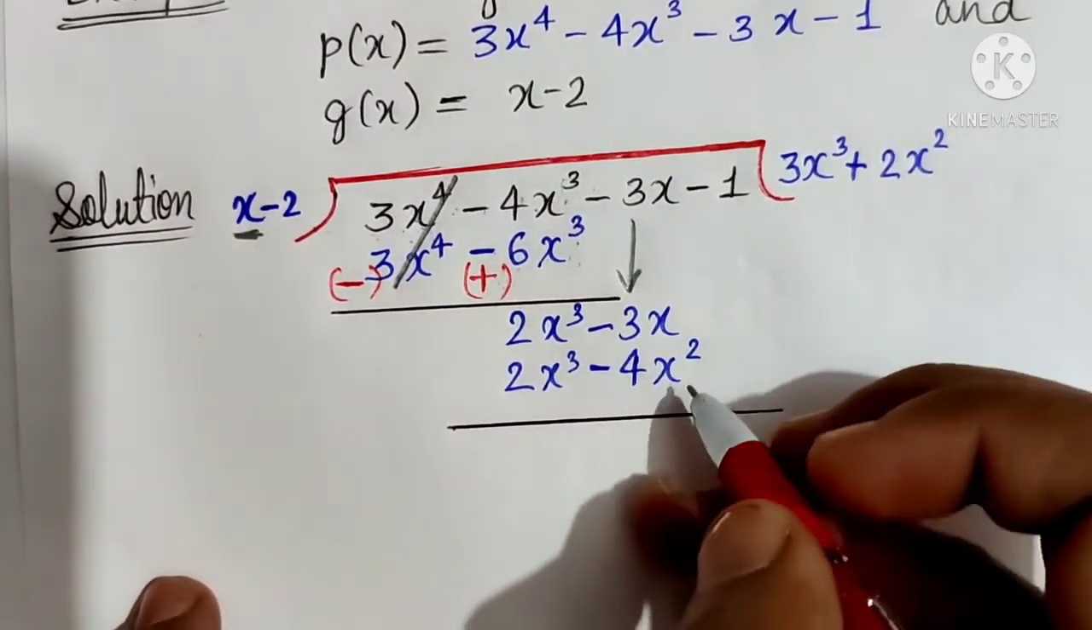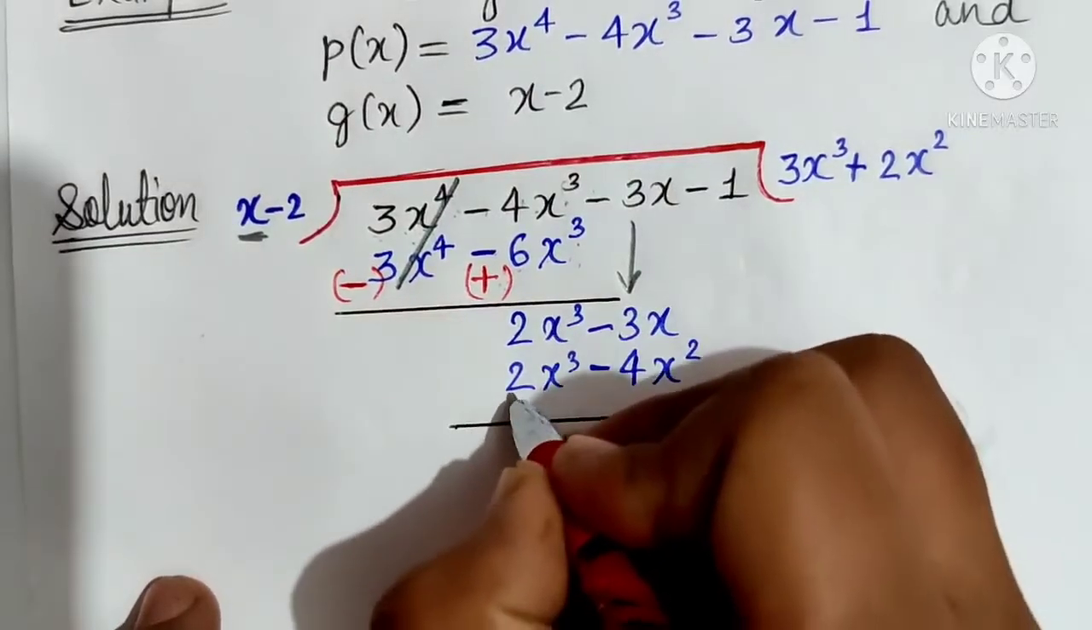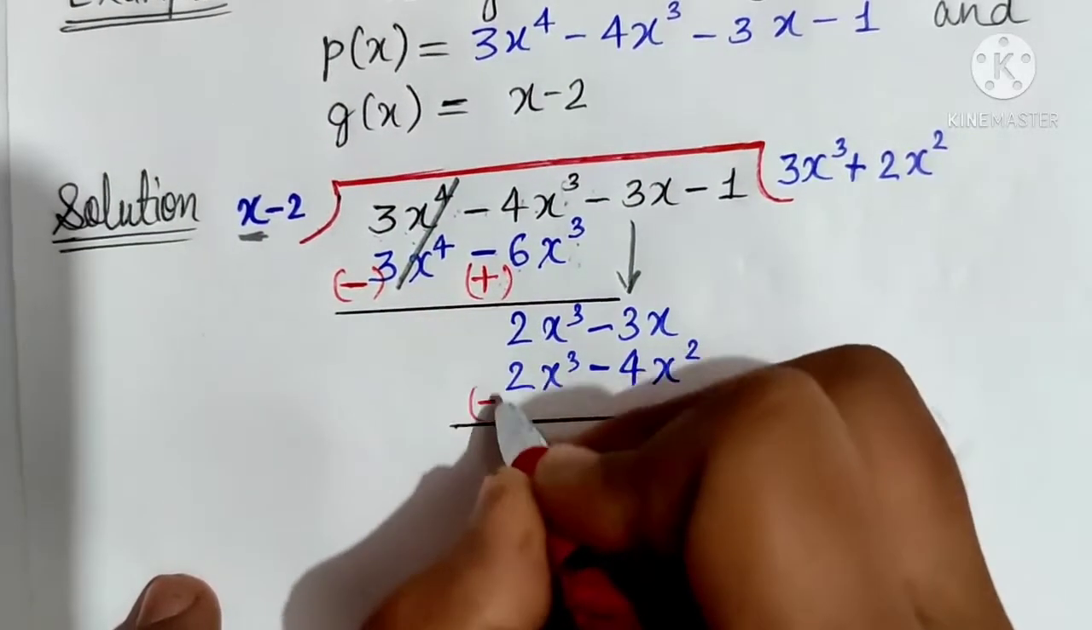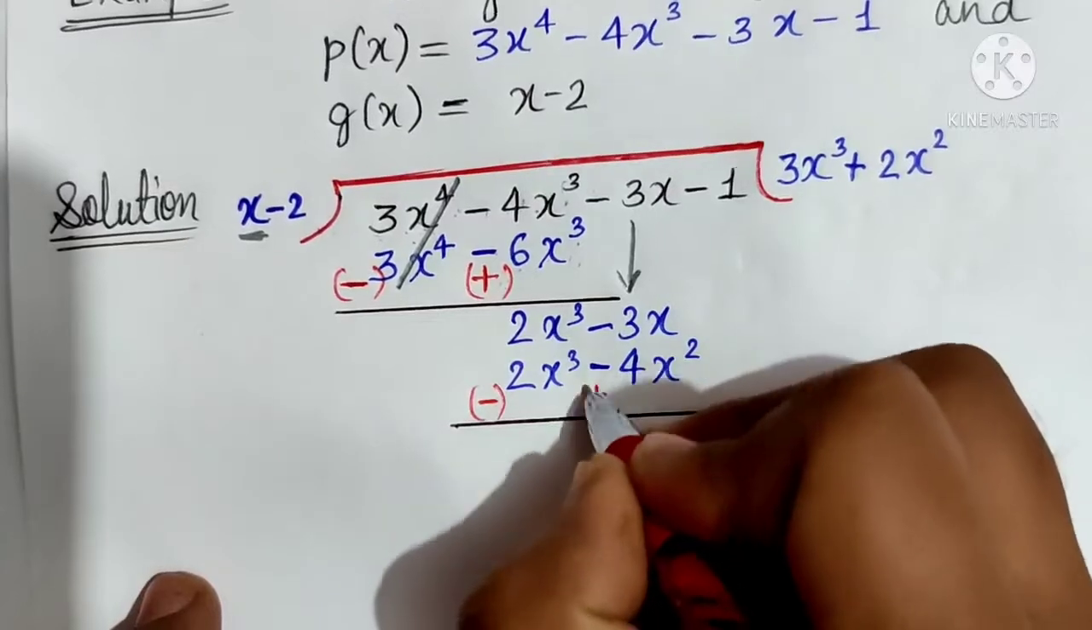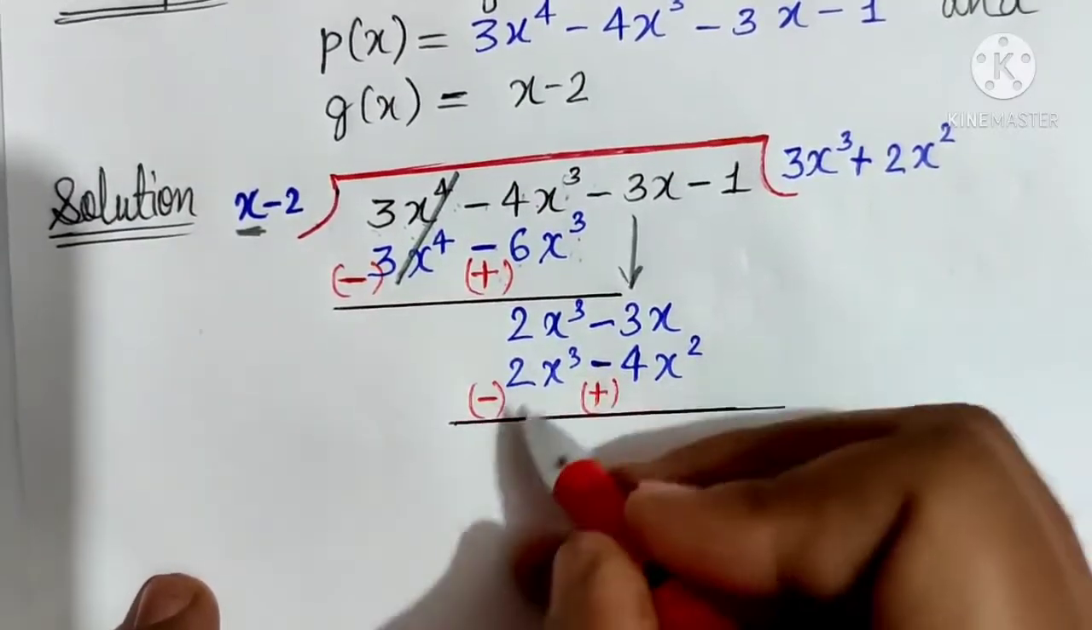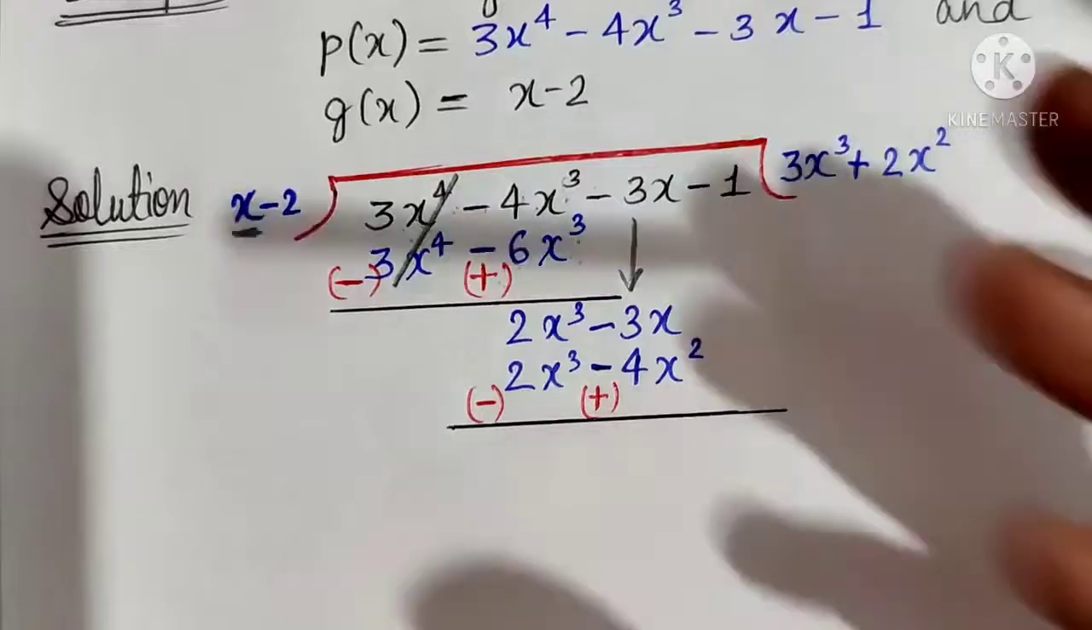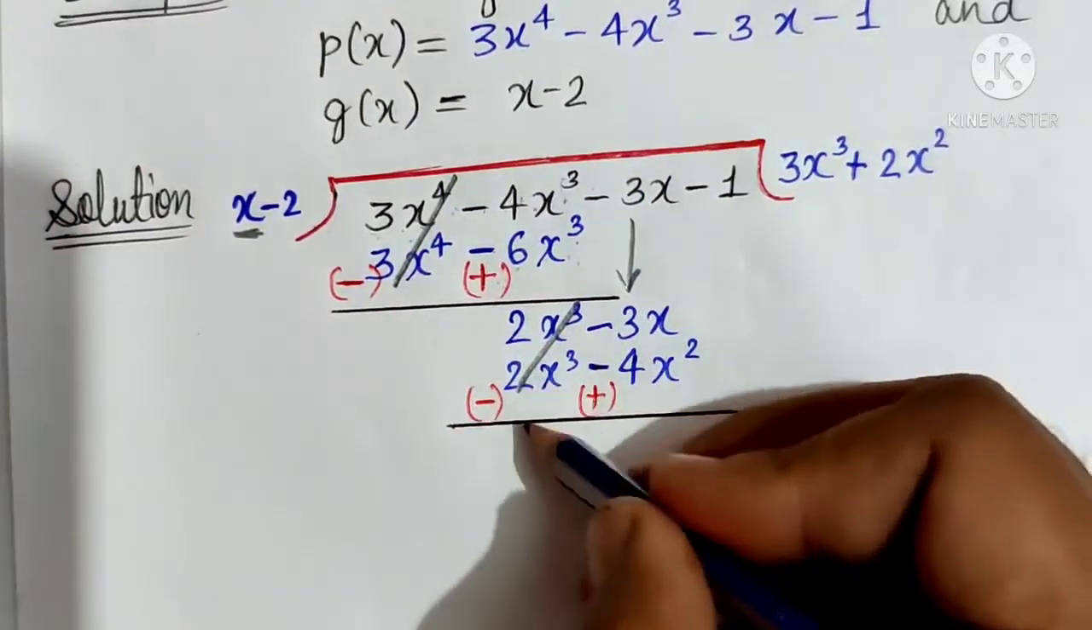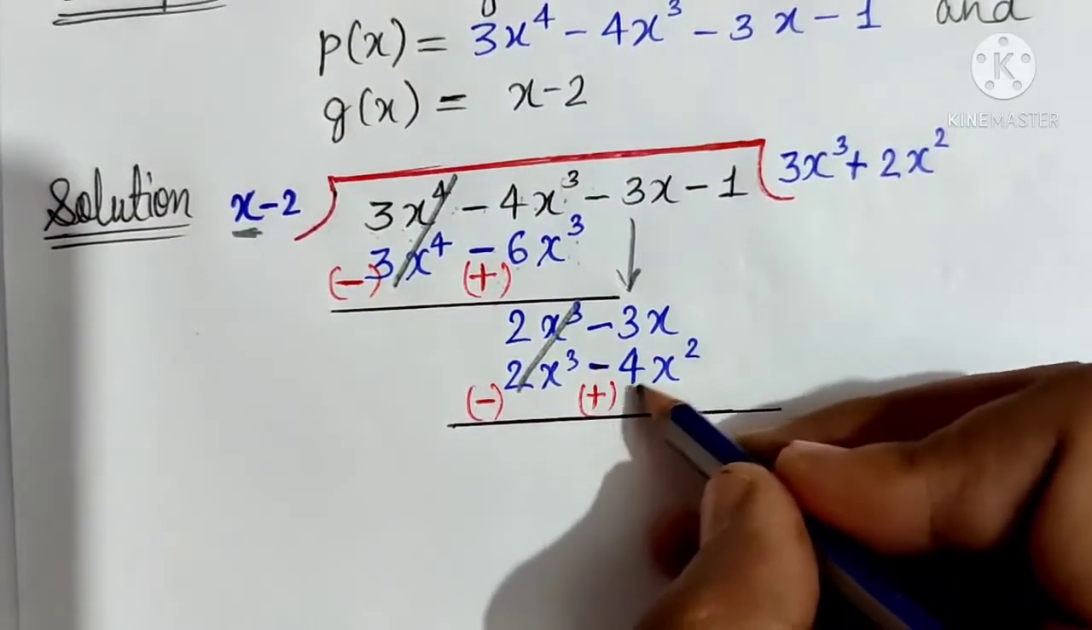Now once again we will change the sign. This plus, this downside one term plus, so it becomes minus. This was plus, so it becomes plus. It was minus, now it becomes plus. Now from 2x cube, what we can do? We can cut 2x cube, same terms, minus 3x plus 4x square.